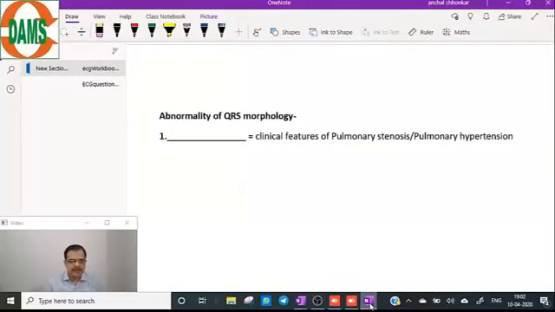Starting with the QRS complex. Yesterday we did the normal QRS complex. Now, starting with the abnormalities of QRS morphology. Abnormalities of the QRS morphology.